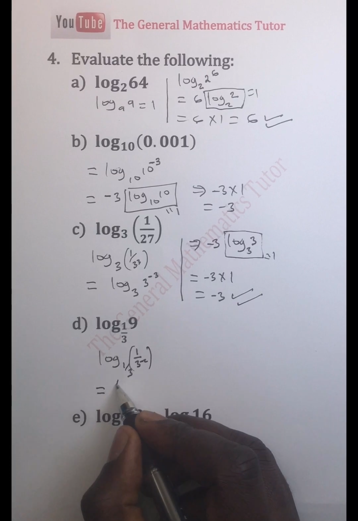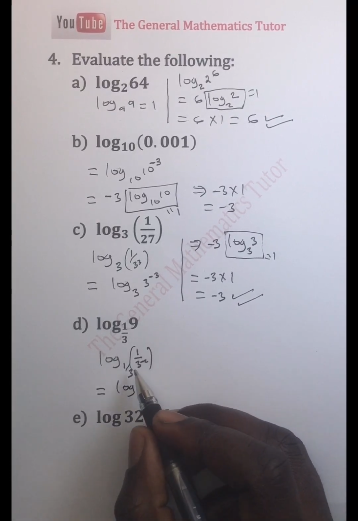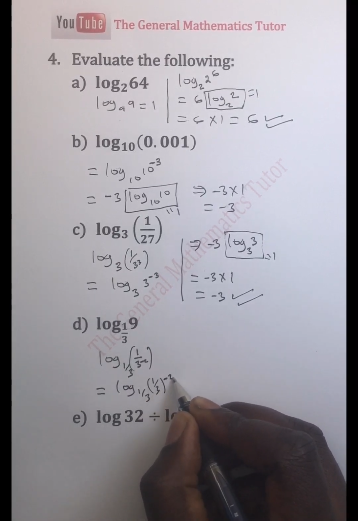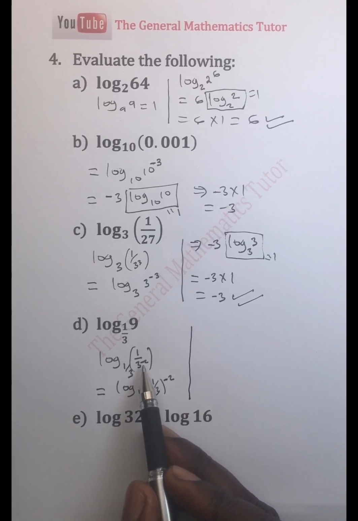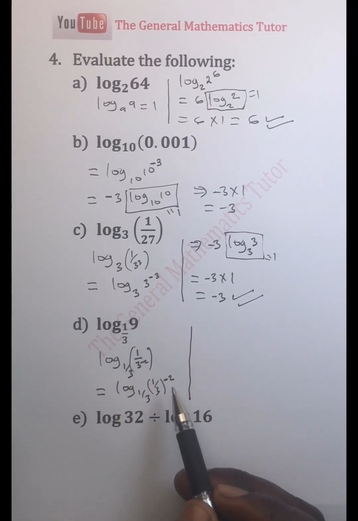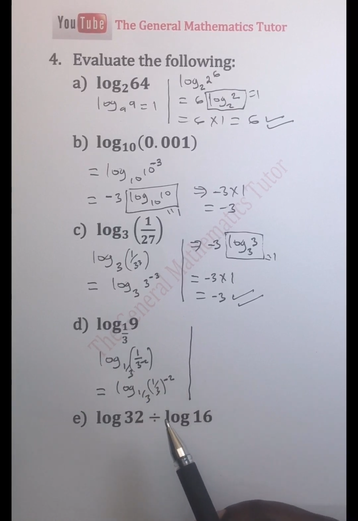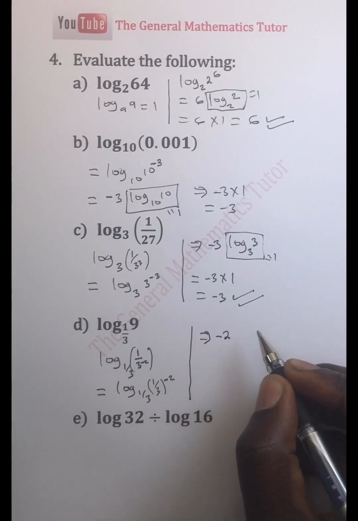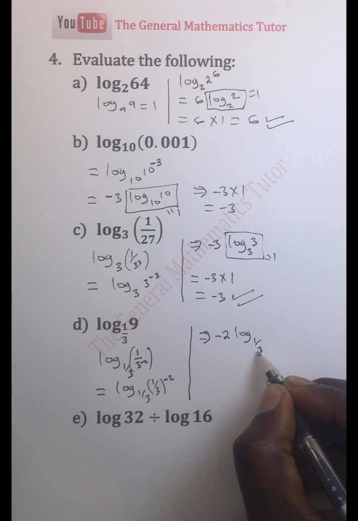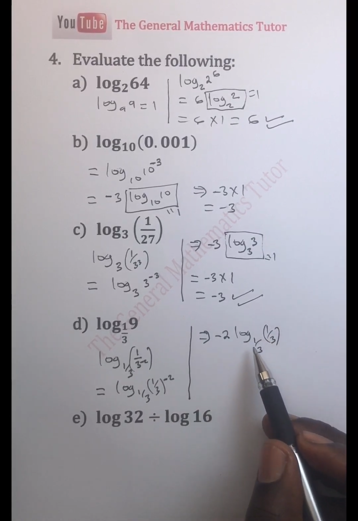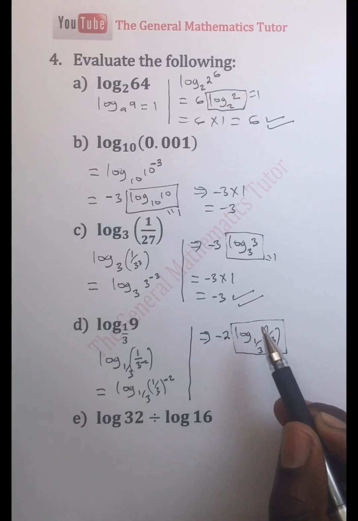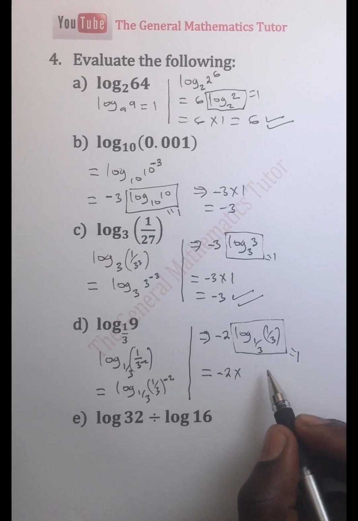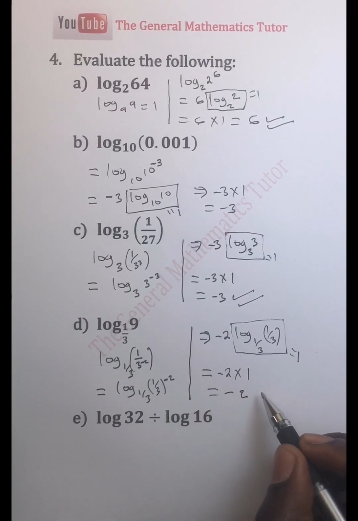which you can also write as the log to base a third of 1 over 3 raised to power negative 2, because this power negative 2 can serve both. If you raise 1 to power negative 2, it is still 1. So you can write this as that. And then when we apply the third law, we're going to have negative 2 log to base a third of a third. So now the number and the base are the same. So this bit is equal to 1. So what we're left with is negative 2 times 1, which is just negative 2.